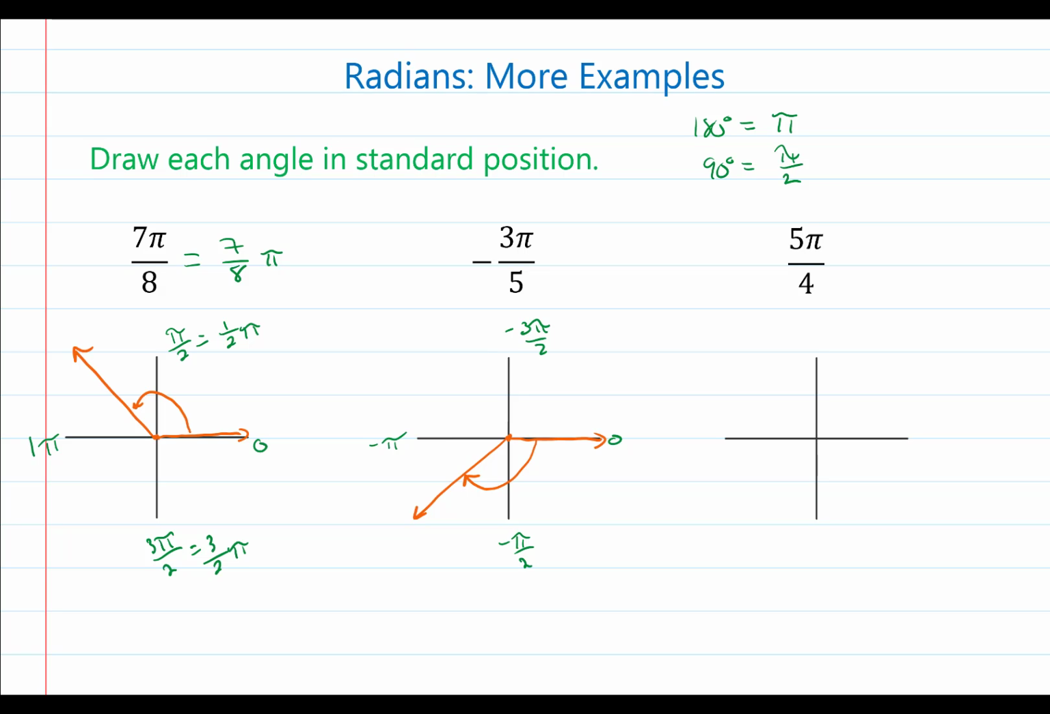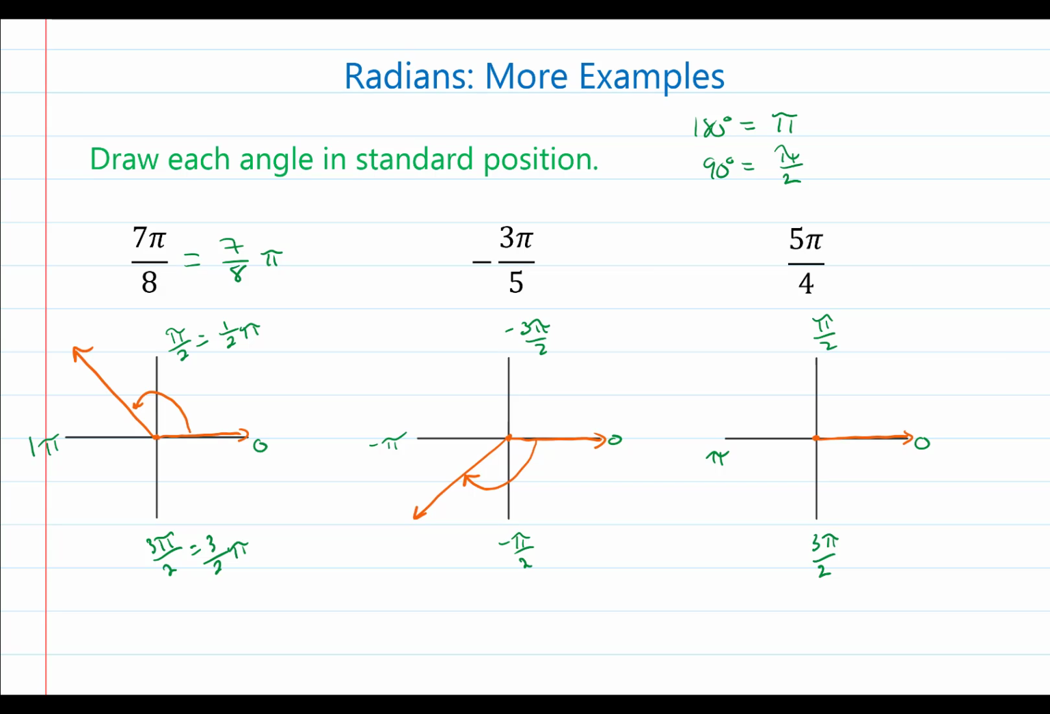Finally, let's go ahead and look at 5 pi over 4. So again, I'm going to mark my angles, but because I'm going in counterclockwise rotation, I'm marking them as positive angles. So the positive y-axis is pi over 2. Negative x-axis is pi radians, and the negative y-axis is 3 pi over 2 radians. I'm going to start by making my vertex and my initial side. Now the question is, where does my terminal side lie?